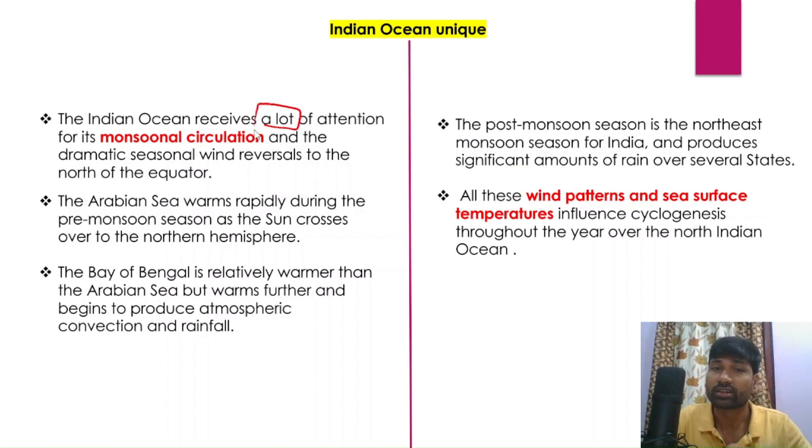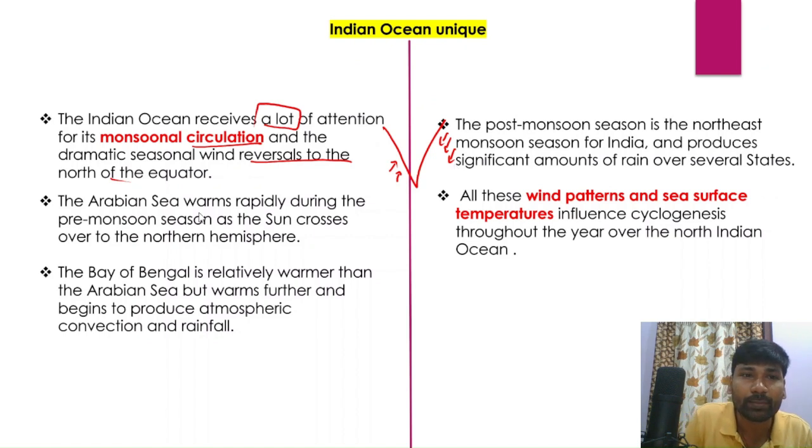for receiving a lot of attention in recent times for its monsoonal circulation. So we all knew about the monsoonal circulation that usually takes place over the Indian subcontinent, and even the dramatic seasonal wind reversals to the north of the equator. If you look at the seasonal wind reversals in India, this is the southwest monsoon and this is the northeast monsoon. This is known as the seasonal wind reversal that usually takes place over the Indian subcontinent.